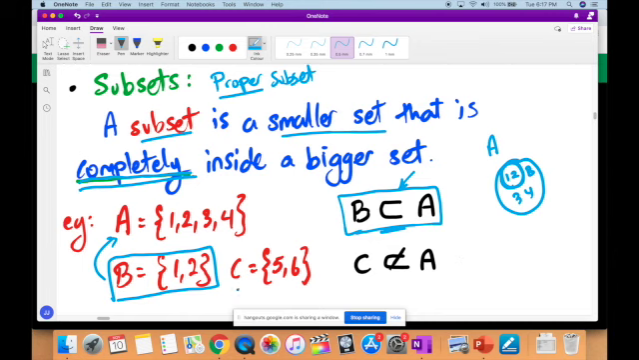We could see here the set C is the set 5 and 6, with 5 and 6 in it. That is not in the set A. That's a different set altogether. So therefore C is not a subset of the set A.